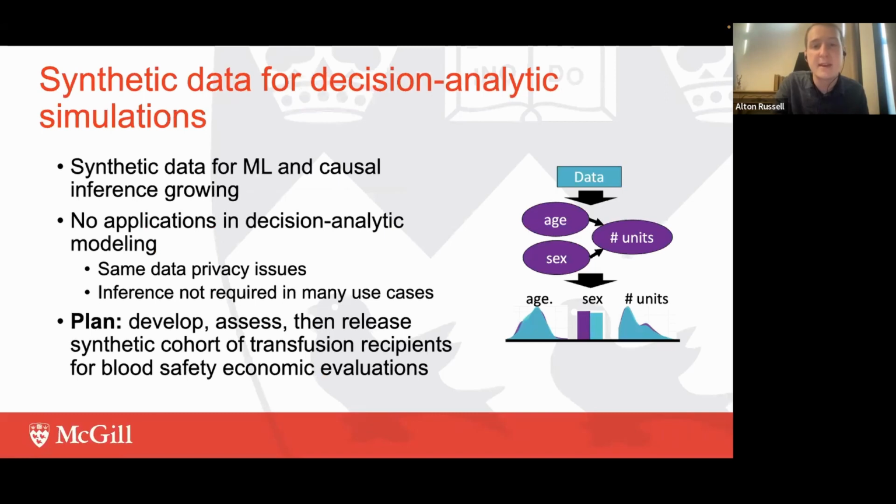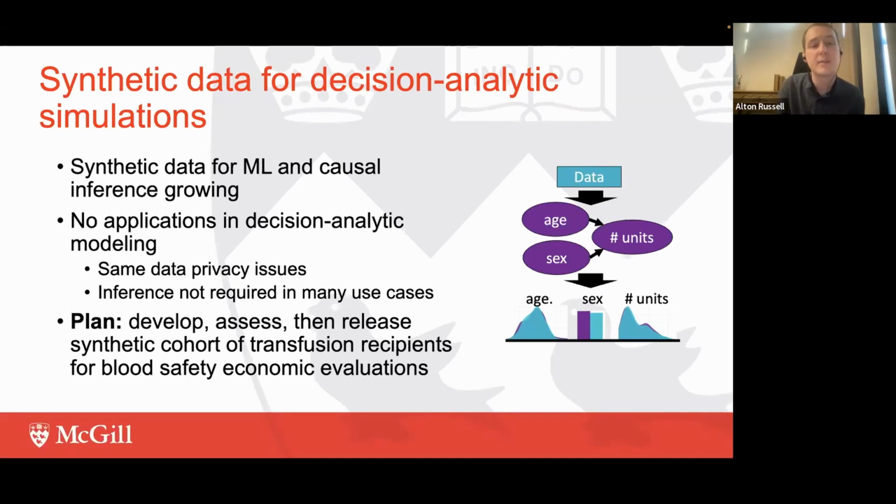I think that synthetic data would be a good way to enable this, because the challenge is if you build an economic evaluation using patient level data, you can do a whole lot of things. You can get a lot more granular. You can understand how subgroups are impacted differentially, but you can't share those data in most cases publicly. You have data use agreements that prevent that.